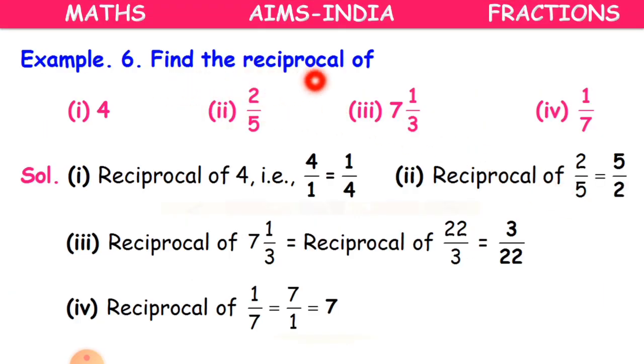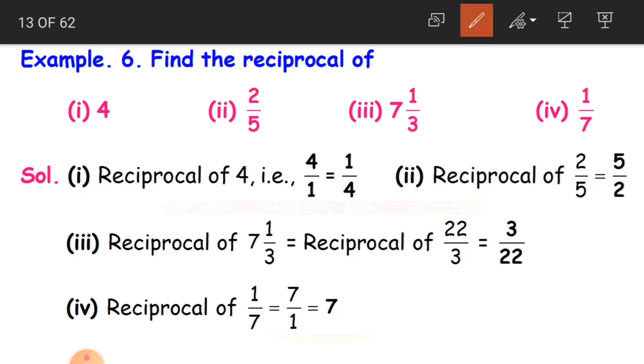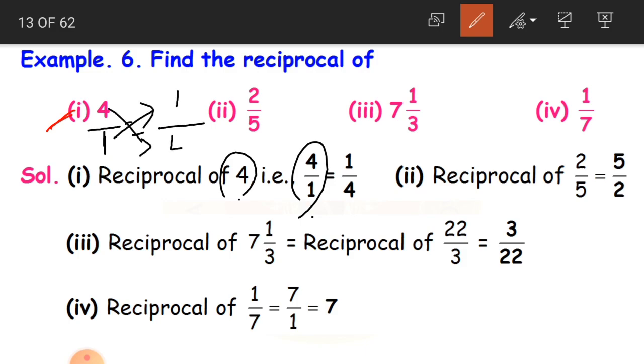Now example, find the reciprocal of: first one is 4. Yes, again here 4 is a whole number. So what will its denominator be? 1. So 4 is nothing but 4/1. What will its reciprocal be? Write the denominator as the numerator and the numerator as the denominator. Yes, interchange the numerator and denominator. 4/1, the reciprocal becomes 1/4.